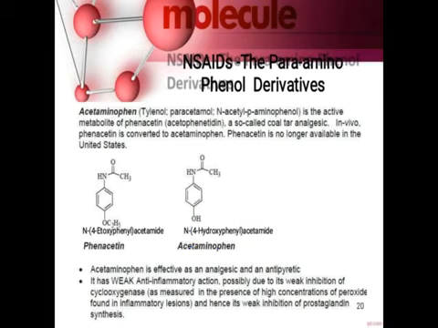So under these phenol derivatives or para-aminophenol derivatives, there are two examples. One is phenacetin, the second one is acetaminophen, that is paracetamol. It is the active metabolite of phenacetin. If you observe here, OC2H5 is present. When O-deethylation takes place, this OC2H5 is converted into a hydroxy group.